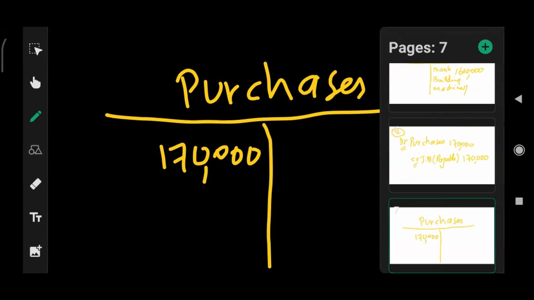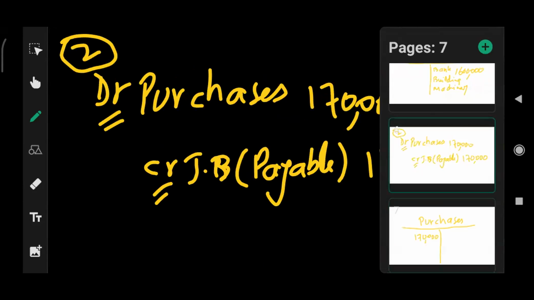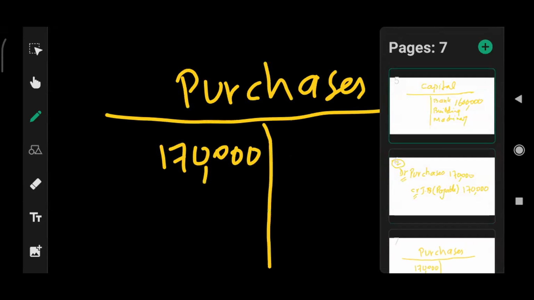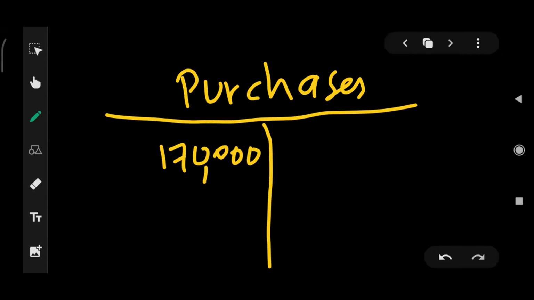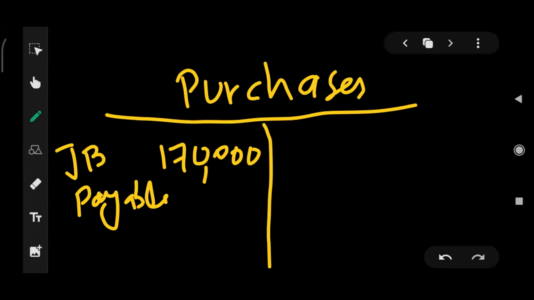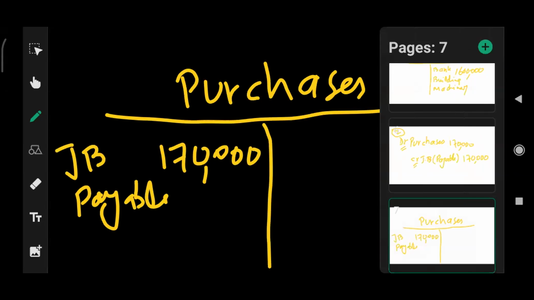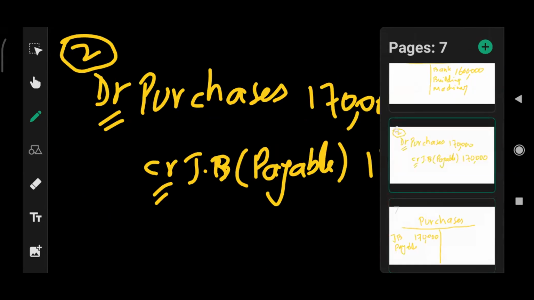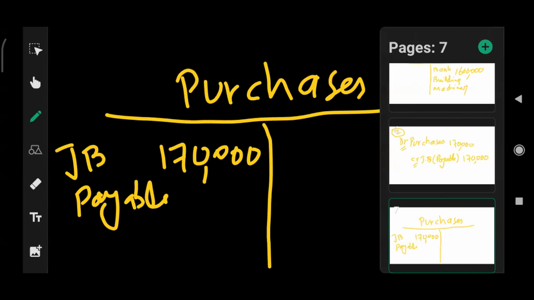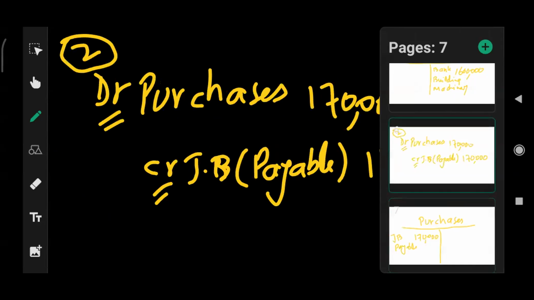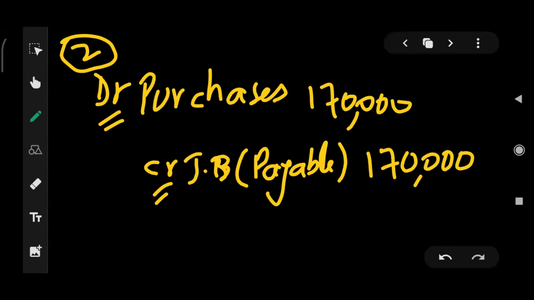So what is its credit entry? Its credit entry is JB payable. So I will write the name JB payable with this. So you got it? I have recorded 170,000 on the debit side because in my transaction purchases was debited with 170,000. So I opened the purchases account, wrote 170,000 on the debit side, and its credit is JB payable. Now next is credit JB payable 170,000.